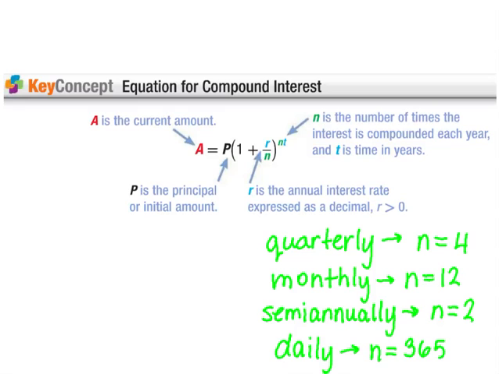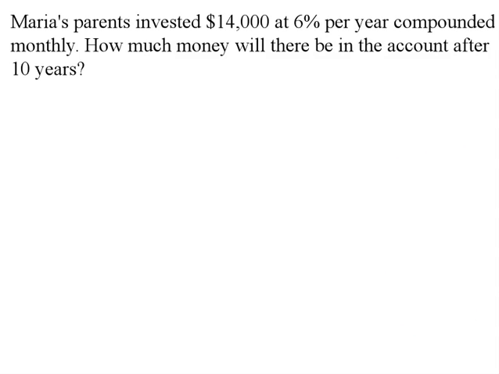So pretty much everything's the same as what we've looked at. We just got a little different. It says Maria's parents invested $14,000 at 6% per year, compounded monthly. First of all, 6% per year is a fabulous rate. You aren't going to find that a lot now. Compounded monthly. How much money will there be in the account after 10 years?